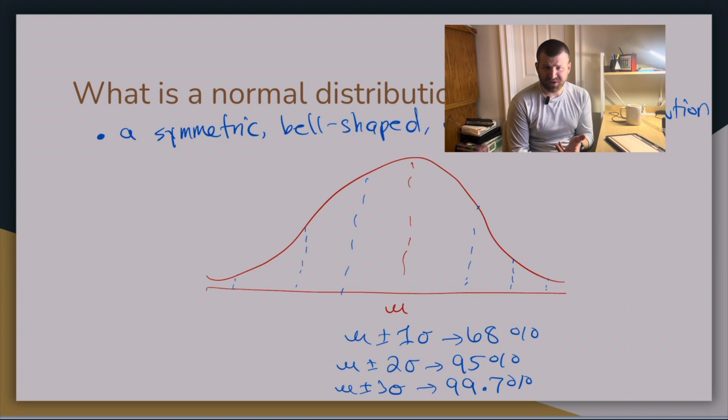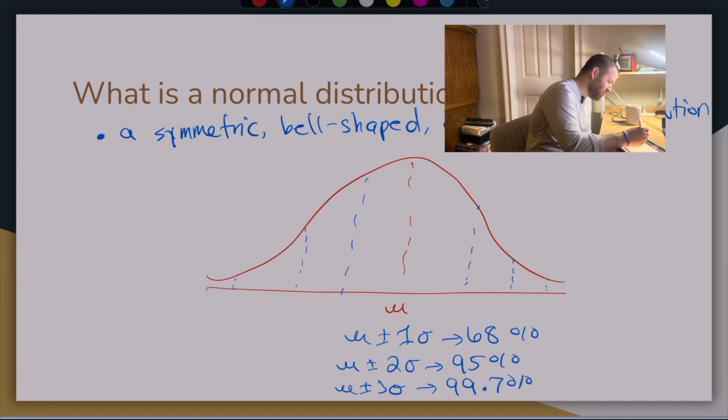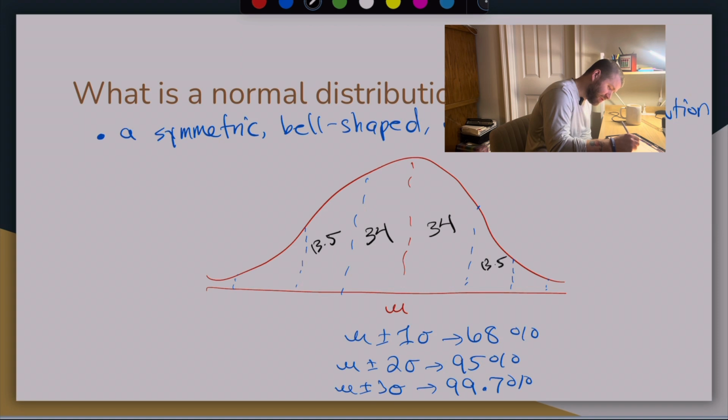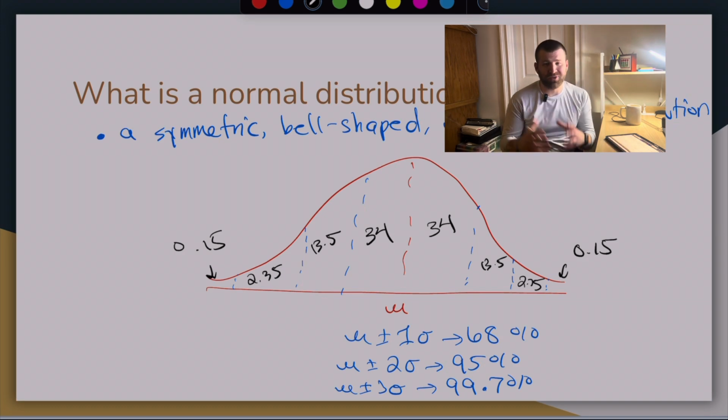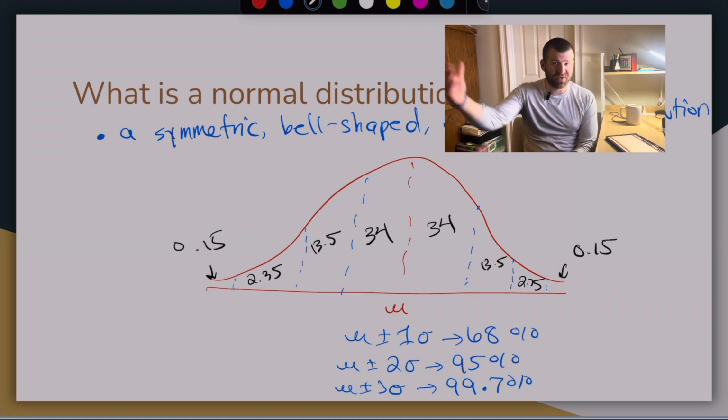Remember that these are estimates. And so the rough percentages here, if I break these down and put them on here, you have roughly 34% on each side. It's 13.5 between 1 and 2. This part here is 2.35. And then you have 0.15% left over outside of 3 standard deviations. So it is highly unlikely to be above 3 standard deviations or below 3 standard deviations relative to your mean.